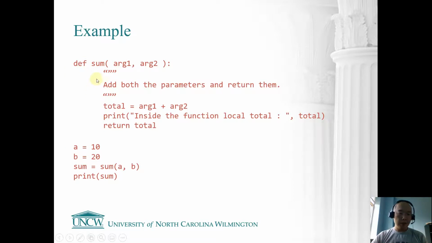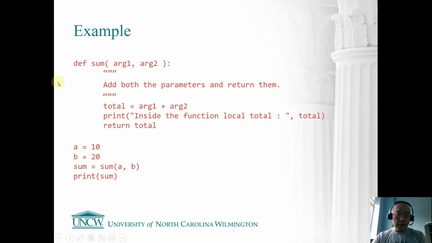And then right after the definition line, I have the triple quotes, and inside the triple quotes, I'm explaining what this function does. And usually it is a common practice, when you define a function, you want to write a documentation string and tell people why we want this function, what kind of parameters it takes, and what the return values are.